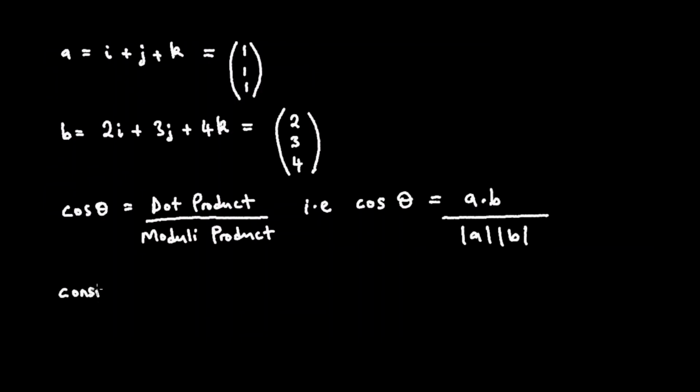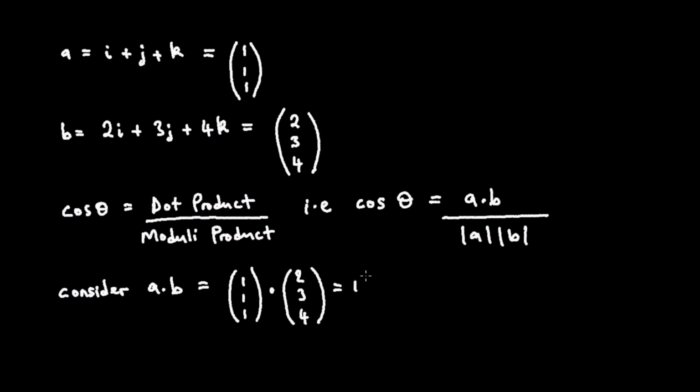So to know that, let us consider A dot B, which is equal to 1, 1, 1 multiplying 2, 3, 4. Remember, this is equal to 1 times 2 plus 1 times 3 plus 1 times 4. If you don't remember, you can check where we did dot product. So here it is simply 2 plus 3 plus 4. So it's 4, 5, 6, 7, 8, 9. This is our dot product.